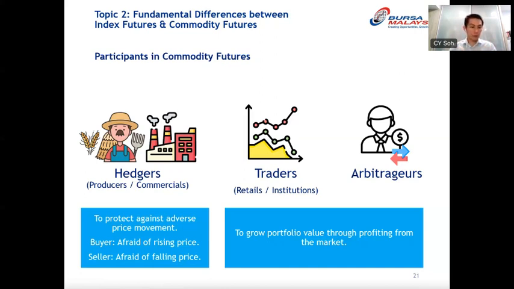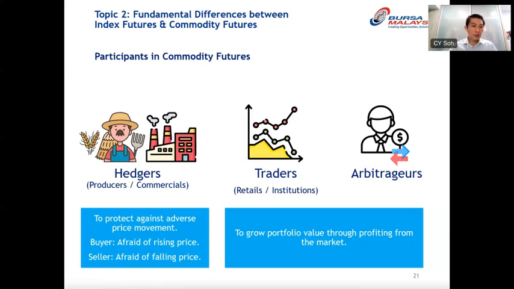While for traders and arbitrageurs, their objective in the market is to make money, to profit from the market, as well as grow their portfolio value. Traders and arbitrageurs, they can trade both directions in the market, whether it is price going up trend or price coming down trend. They can trade both directions.